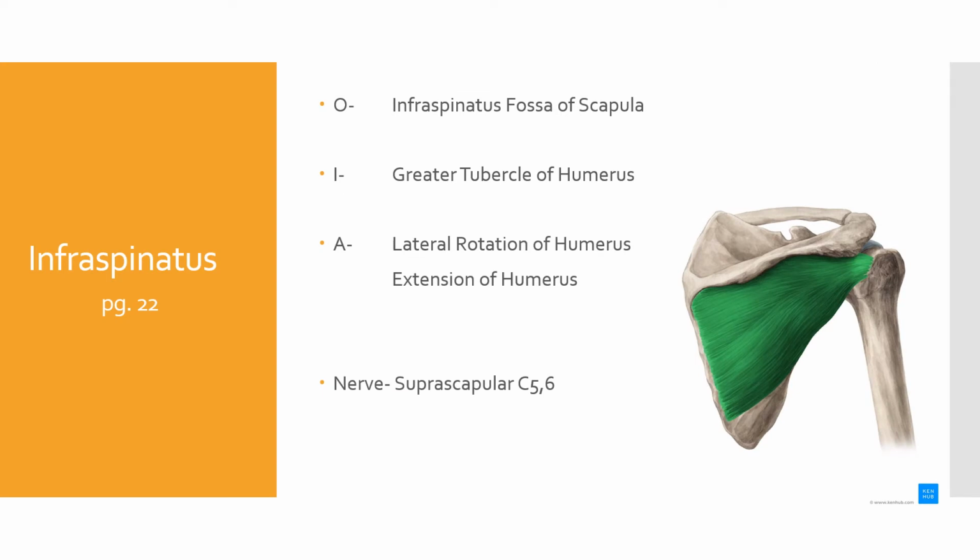Infraspinatus origin, infraspinatus fossa of scapula. Insertion, greater tubercle of humerus. Two actions include lateral rotation of humerus and extension of humerus.